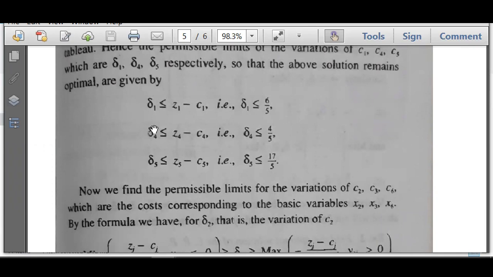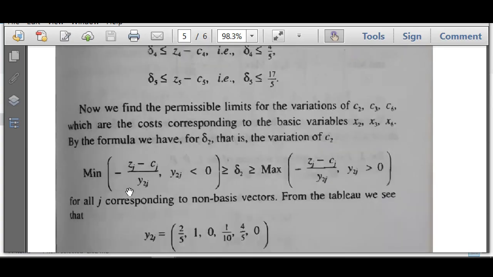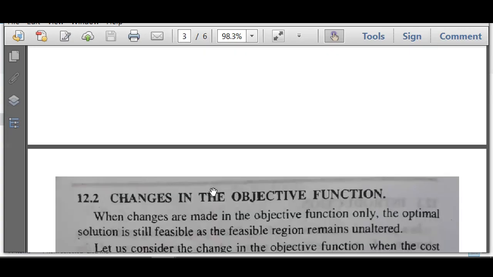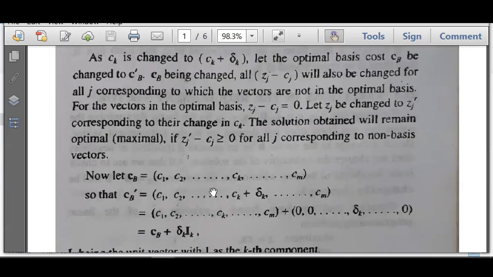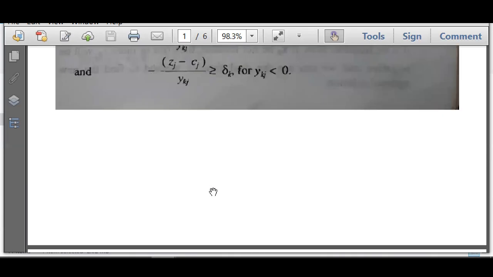Now what we will do is approach finding the cost coefficients associated with the basic part of the solution. That means c2, c3 and c6, which are the costs corresponding to the basic variables x2, x3 and x6. So for this, which part of the theory is to be used? Case 2 is to be used, as I already said last time.